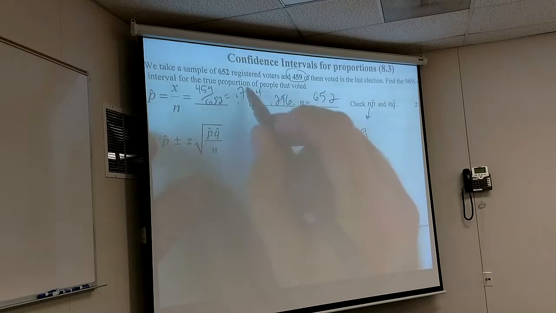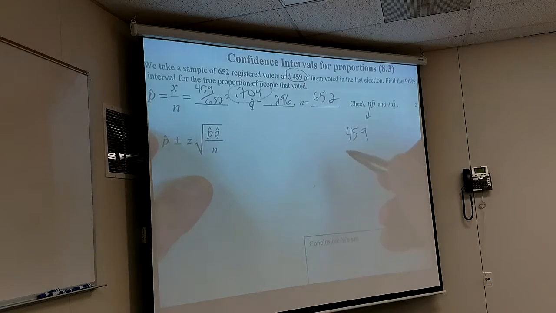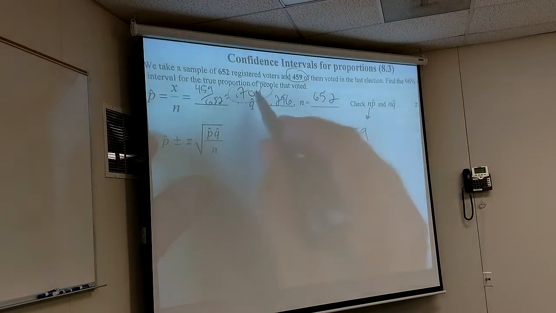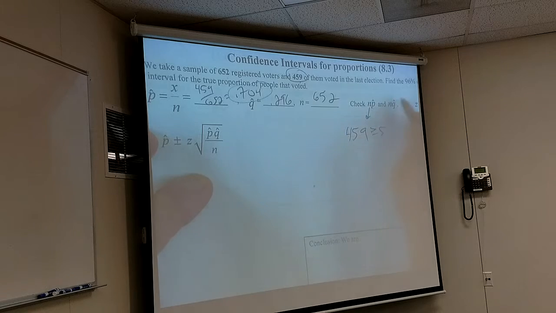If you don't trust me, just take 0.704. That's p hat. Multiply by 652. You're going to get 450 something, because we rounded this, right? I can just go ahead and see it. That's the number of successes right there. That's at least 5. What about NQ? It's going to be the rest.